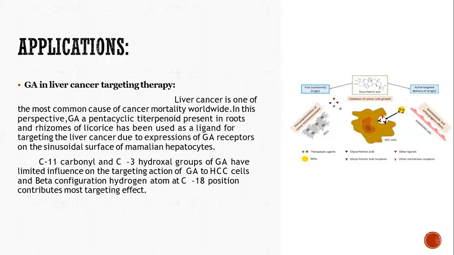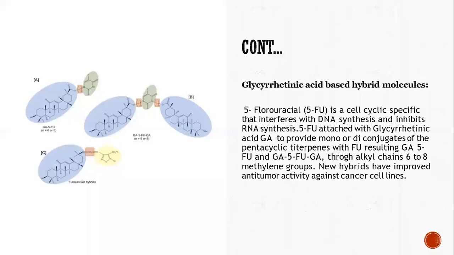As we see in the figure, on the hepatocellular membranes we can see the presence of GA acids and endothelial cells, which inhibit the growth of cancer cells and the immunopotential of cancer in the microenvironment. For example, free combined drugs are produced, and activated drug delivery is produced on the surface of the cells, which reduces the chances of liver cancer.